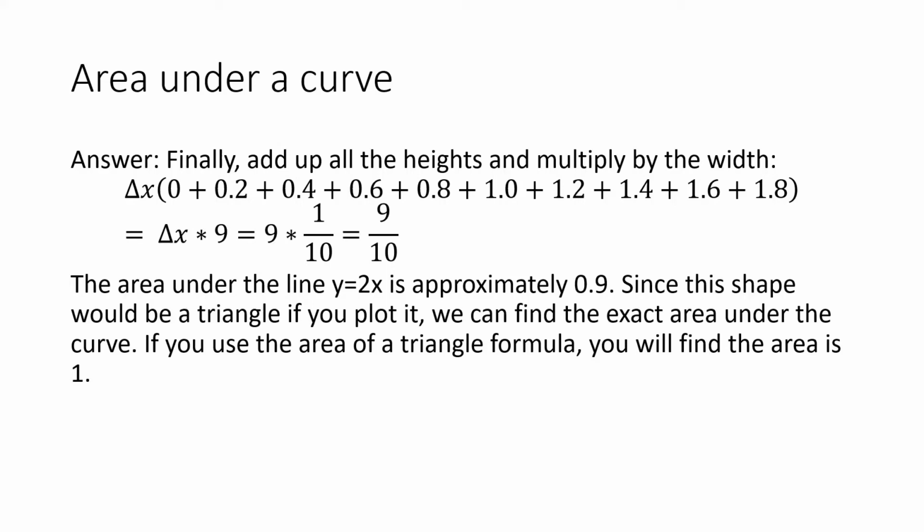Now granted, this is a very simple shape, right? But if we use more subintervals, we would have been even closer. So let's say we double the amount of rectangles we use, we should probably be twice as close, which would give us 19 over 20. So the more rectangles used, the closer you get. And if we took a limit as the width went to 0 and the amount of rectangles went to infinity, we would actually get 1.